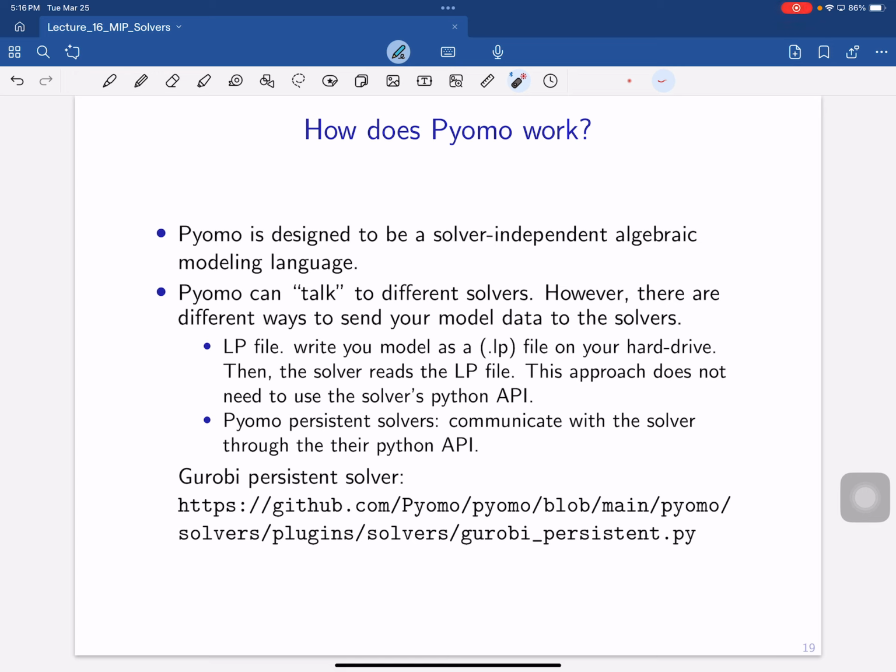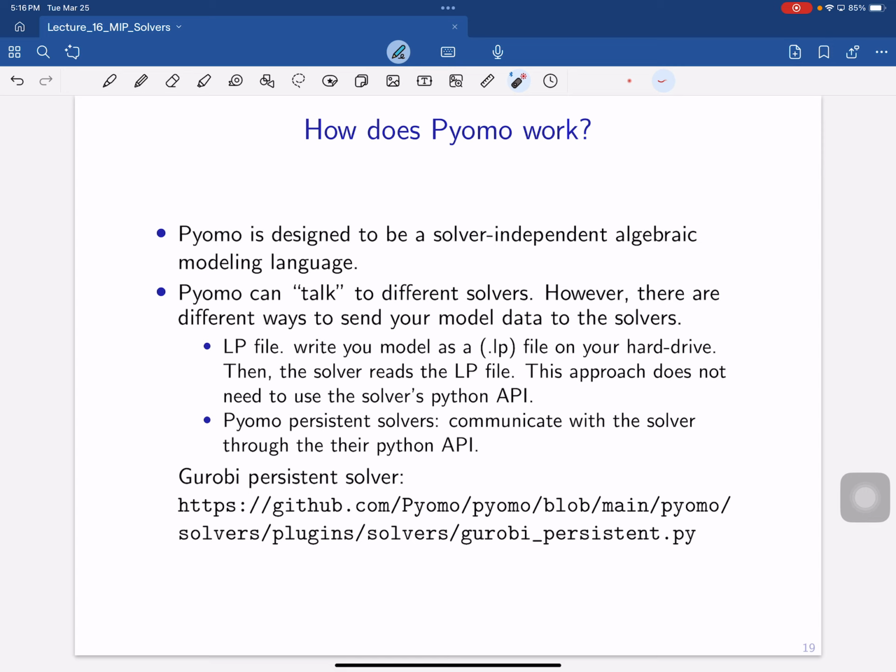What Pyomo can do is, you have already written a Pyomo model, and now Pyomo can convert your model into an LP file. Then the solver can read that LP file, because the LP file is sort of a common language among different solvers. You can load that LP file and solve it, then return the result back to you. But that requires saving the LP file on your hard drive, and then reading it again.